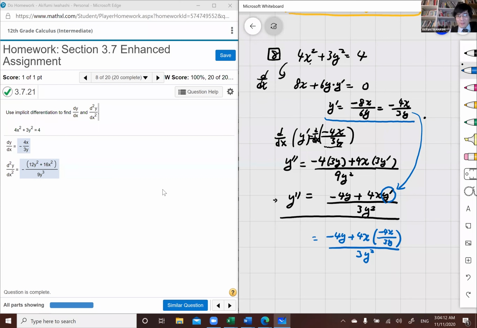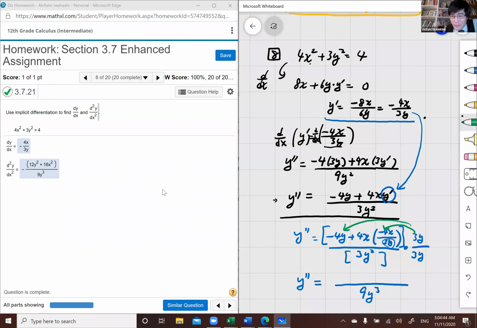I'm not sure whether Pearson will accept this answer, but I'm not going to accept this as a final answer. You don't like to have a fraction inside another fraction. So let's multiply numerator and denominator by 3y to make it look nicer. So the denominator becomes 9y cubed, and the numerator, after you do the expanding, you expand it to 2 terms here and here. You want to get negative 12y squared minus 4 times 4, which is 16x squared.